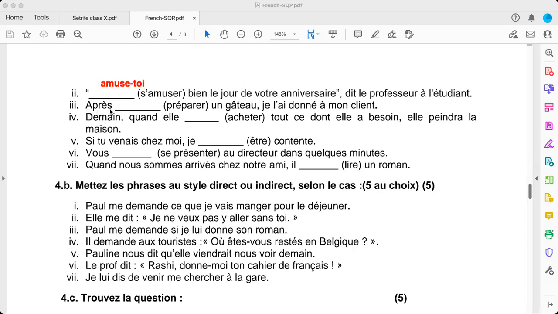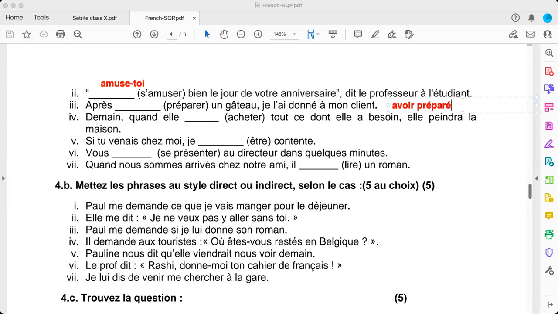Now the next sentence is in après form. Après and then blank. You will use préparer, which goes with avoir. So après, avoir in infinitive form and préparer in past participle. Après avoir préparé un gâteau, je l'ai donné à mon client.